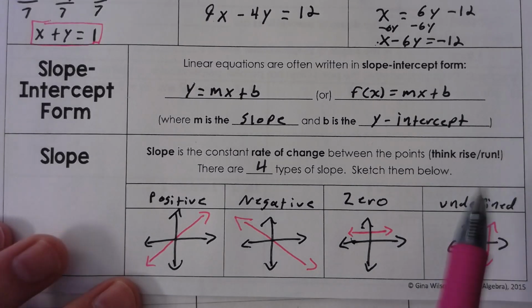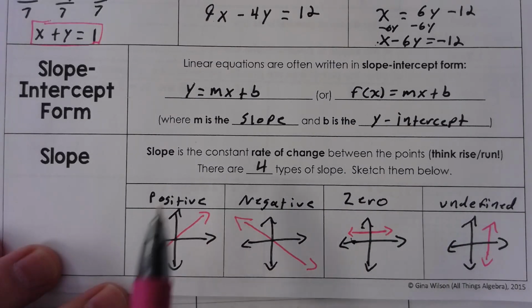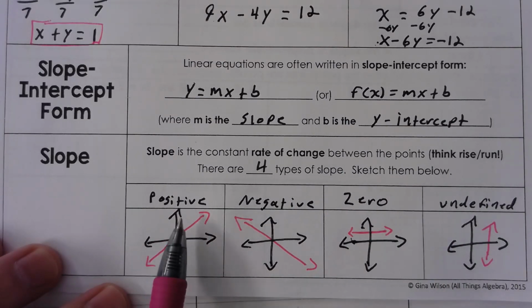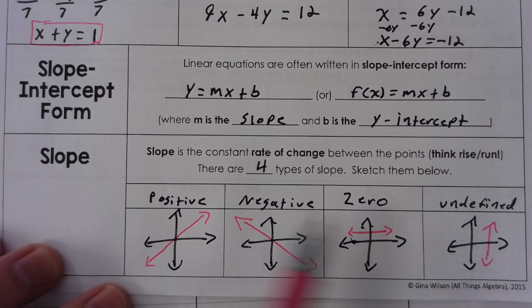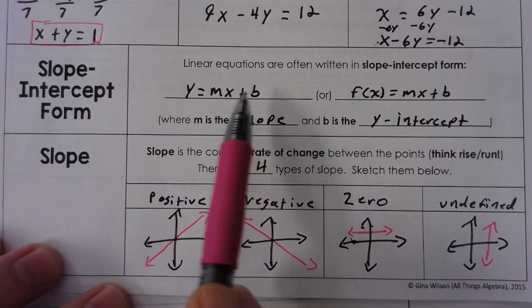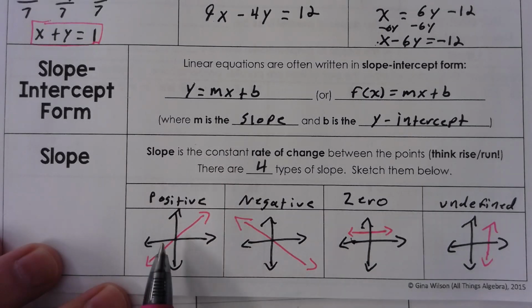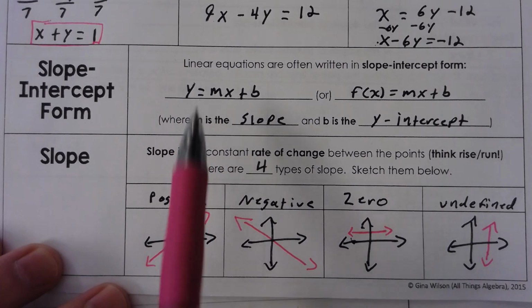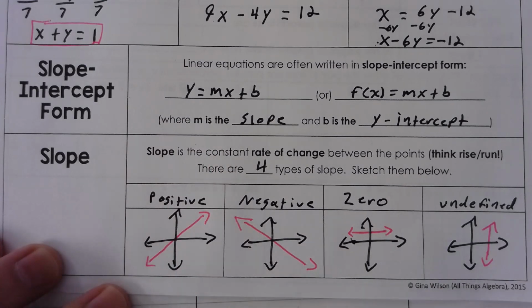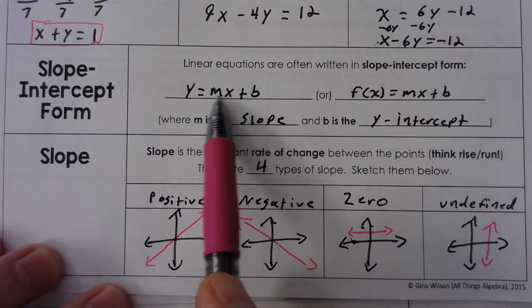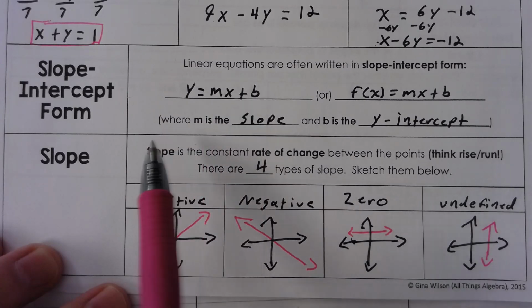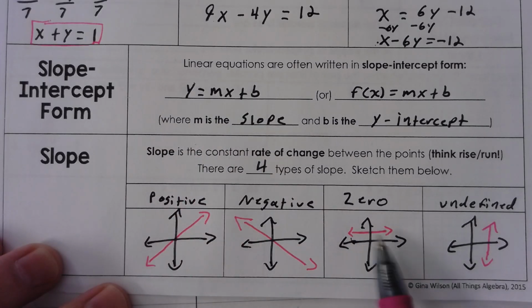So you can know a lot about a function and what it's doing from just looking at the graph. This is important. Positive, negative, 0, undefined. Know that whenever you see an equation, if m is positive, then your graph has to go up to the right. If this m is negative, it's going down to the right. If you don't have an x in your equation, it's just a b, then it is a horizontal line.